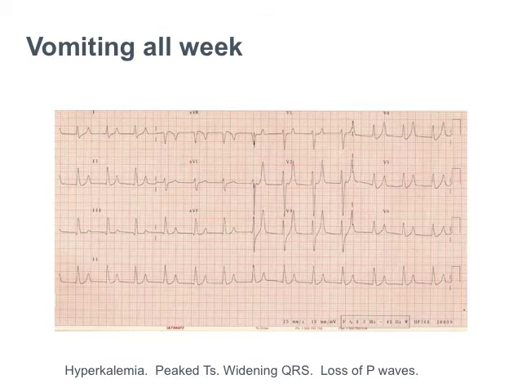And as the hyperkalemia gets worse, you also notice that the QRS starts to widen out, which you see here. And then finally, you also start to not only widen out your PR interval, but you can actually lose your P waves, and that's what you've seen in this case. So hyperkalemia.